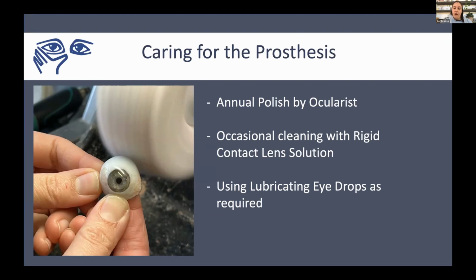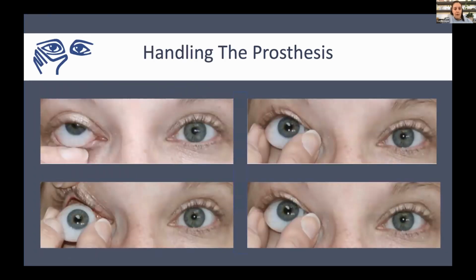This ensures that the eyelids are blinking over a smooth prosthesis and helps to maintain the health of the socket and eyelids. The prosthesis usually can be worn for a few months before cleaning is required. Here are a few images to show you how the prosthesis is removed and reinserted, which is relatively straightforward, and I have lots of young children who are able to do this themselves, which is really cool.